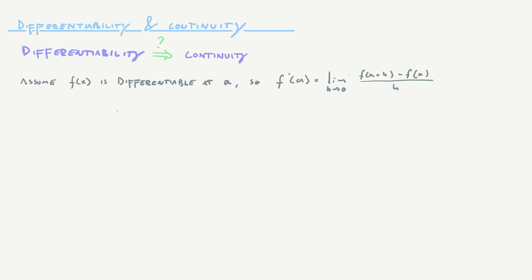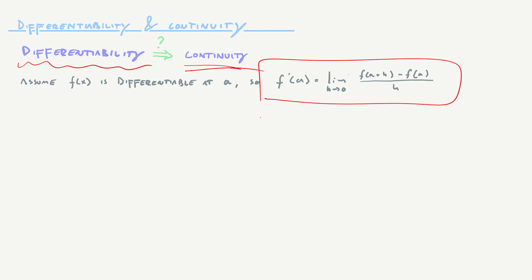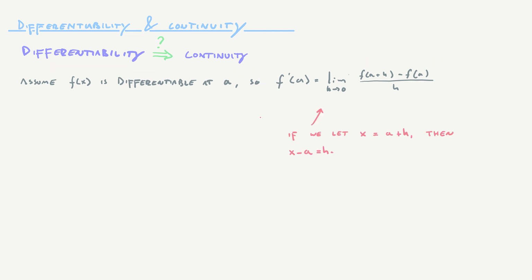Basic if-then strategy. Assume the hypothesis, and then we're going to try to prove the conclusion here. If something's differentiable, we get this for free. That's the limit definition of a derivative at a point. Assume f of x is differentiable at a, therefore f prime of a is the limit definition of a derivative at a point.